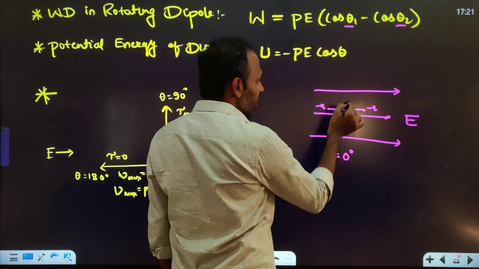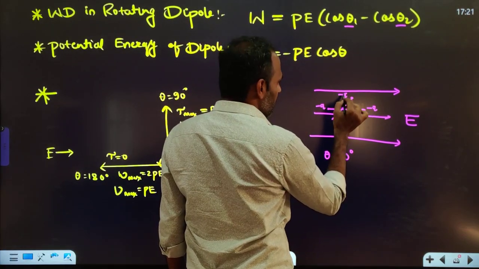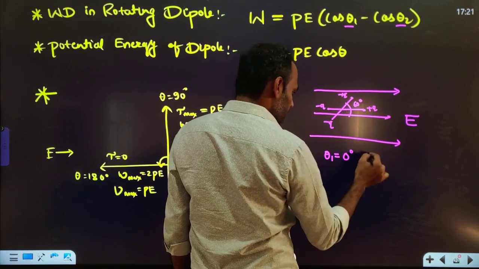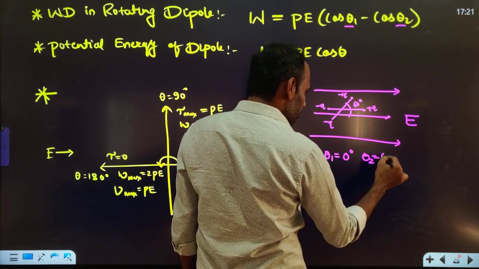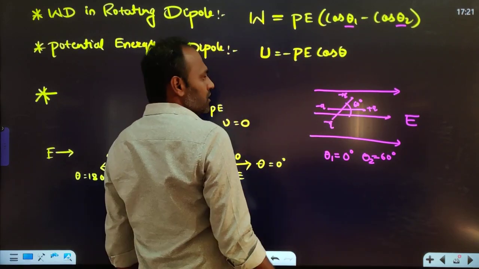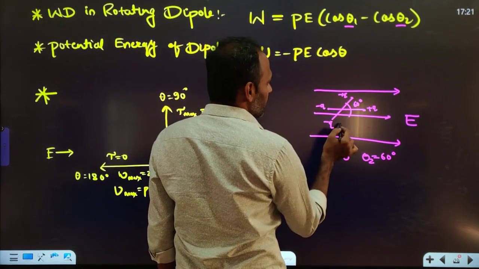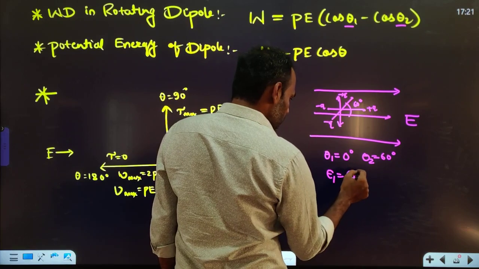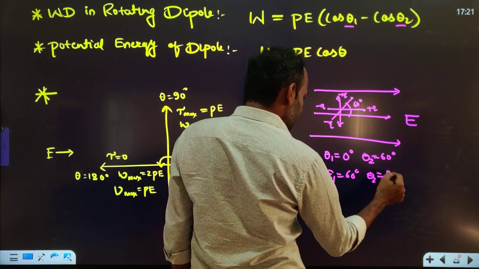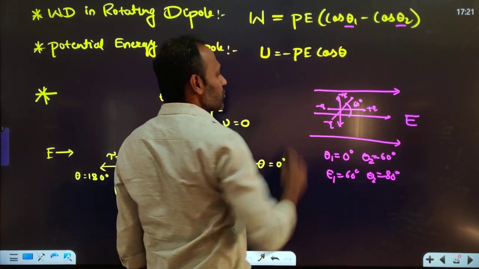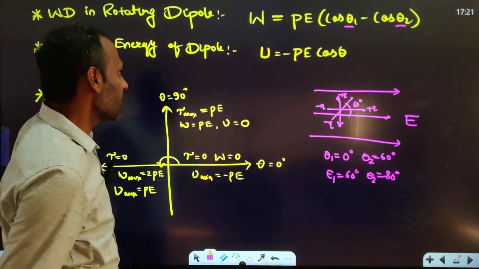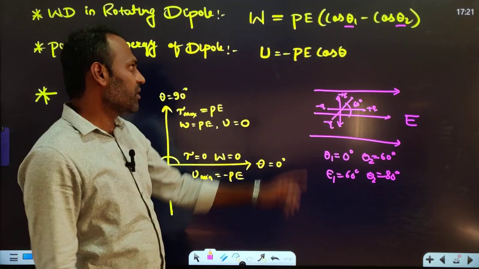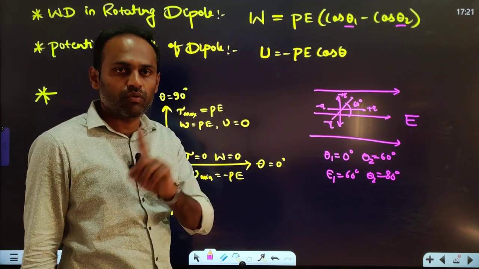And if it is rotated at an angle of 60 degrees to the electric field, then theta 2 has to be taken as 60 degrees. Suppose initially it was at 60 degrees and then you rotate it to 80 degrees, then theta 1 is 60 degrees and theta 2 is 80 degrees. Like this we take the angles and substitute them here, then we get the work done. Potential energy of an electric dipole placed in a uniform electric field is U is equal to minus PE cos theta.